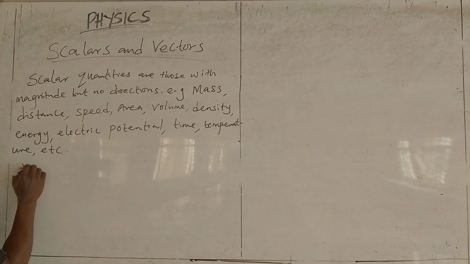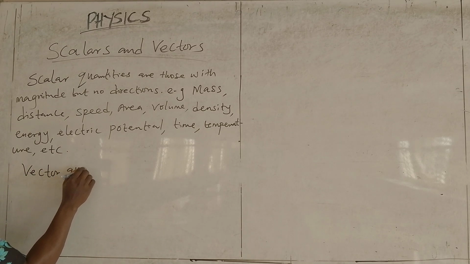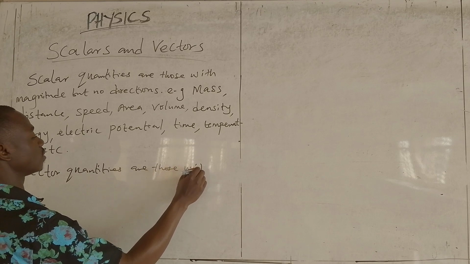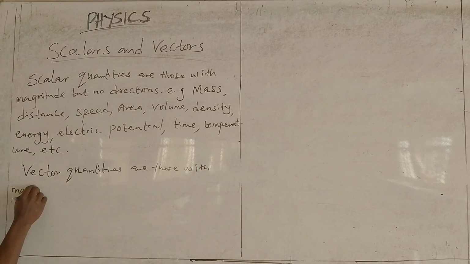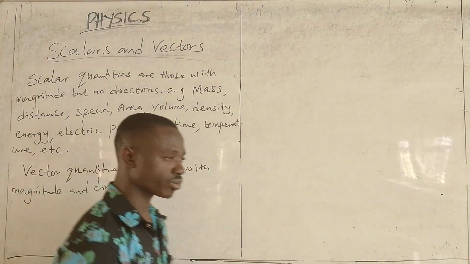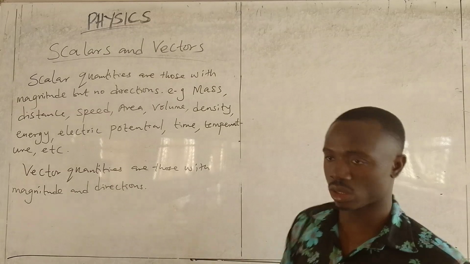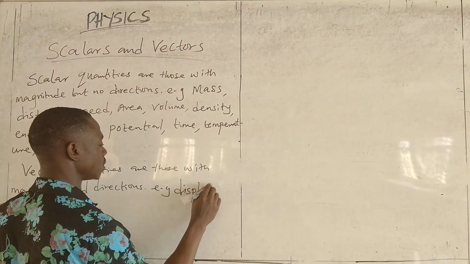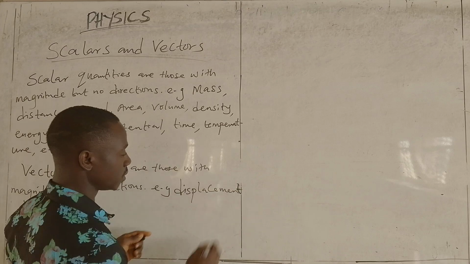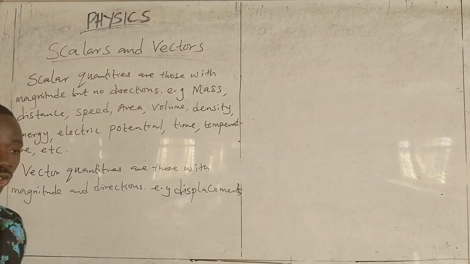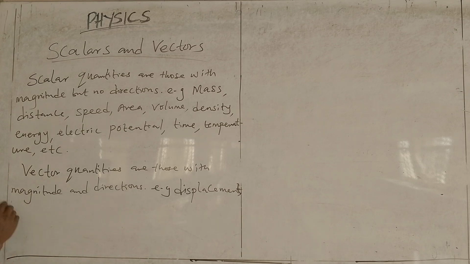Now, when you talk about vectors, vector quantities are those that have magnitude and what? And directions. So this one have both magnitude and directions. For example, can we list examples of vector quantities? We have displacement. If you remember, the definition of displacement is distance traveled in a specified direction. So it means displacement has both magnitude and what? And direction.